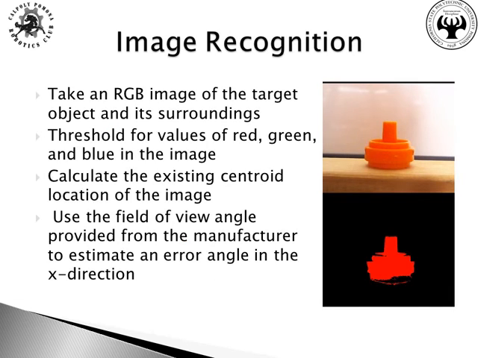In order for the arm to be classified as autonomous, it had to be able to recognize the target object and determine the coordinates of where to pick it up. In order to achieve this, image recognition was utilized. In this case, an RGB image was taken of the target object and its surroundings. Then the image's red, green, and blue values were given threshold values such that the pixels that were not red or orange were filtered out. Using this new image as seen below, the centroid of the target was then determined and converted to angular errors to send to the servo motor.